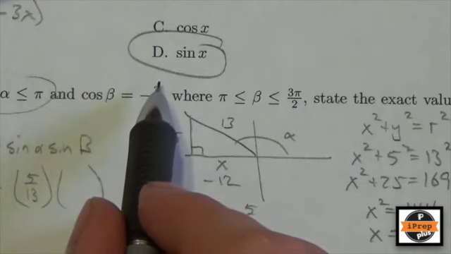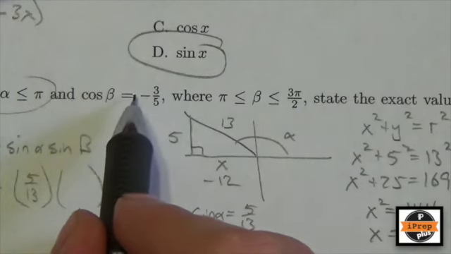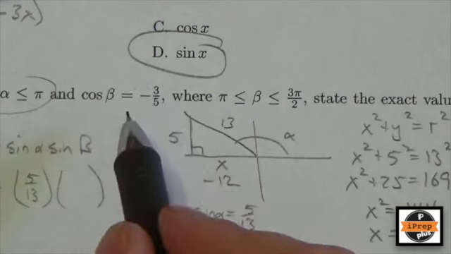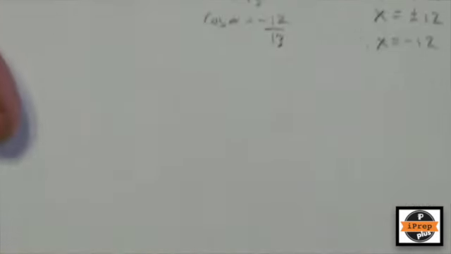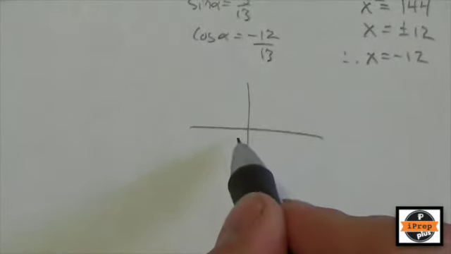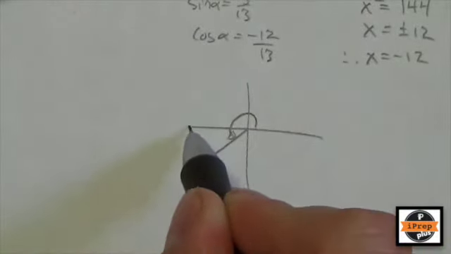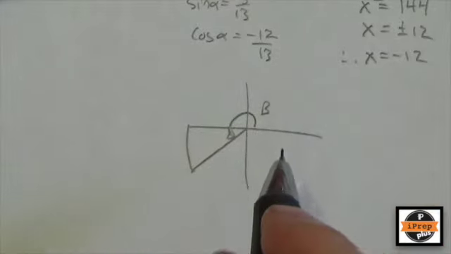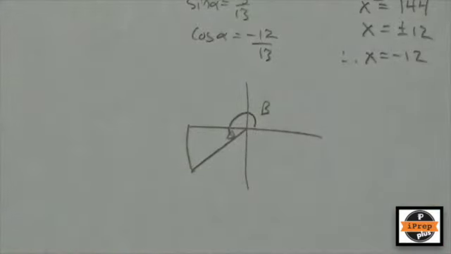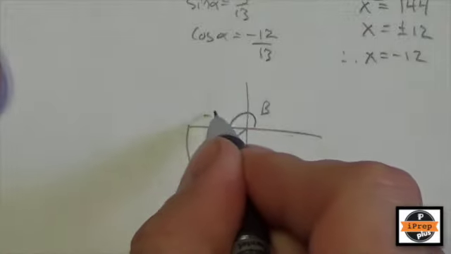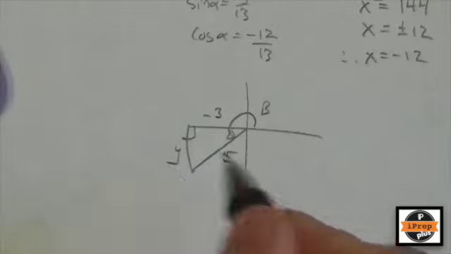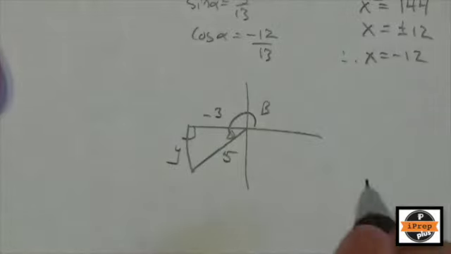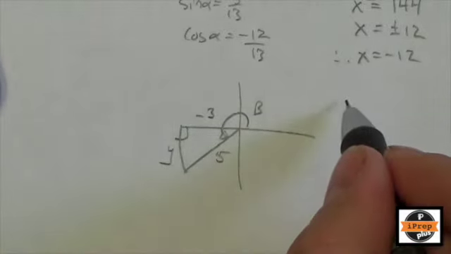Now let's take a quick look. Cosine of beta is equal to negative 3 over 5. Okay, it's negative, so it's got to be in quadrant 2 or 3. And beta is between pi and 3 pi over 2. So that tells me beta is down here. I know that the cosine is equal to negative 3 over 5. So that's my x-coordinate, and then 5 is going to be the hypotenuse there. And I'm looking for y. And once again, I can use the Pythagorean theorem.